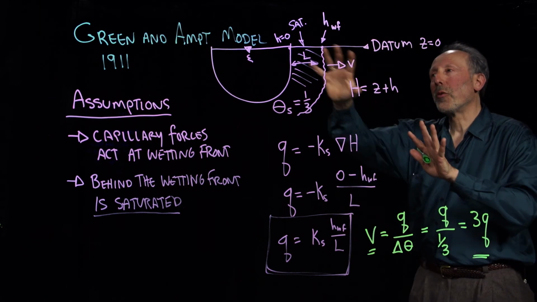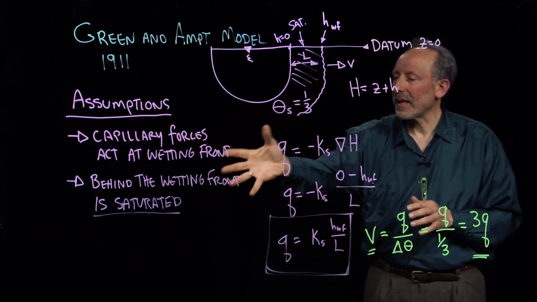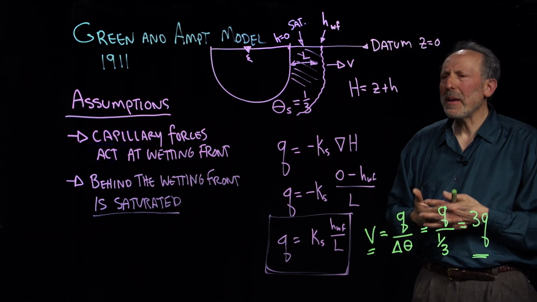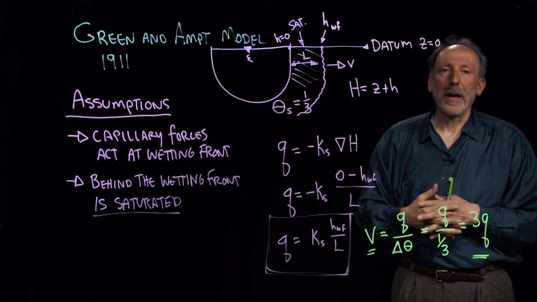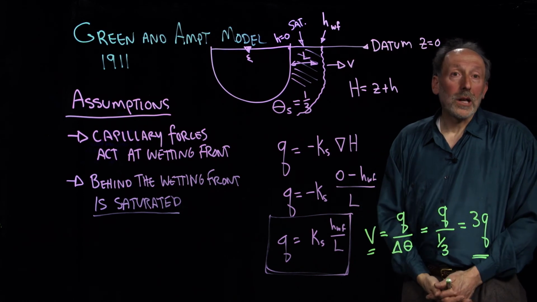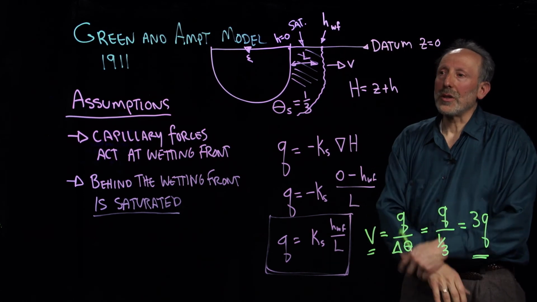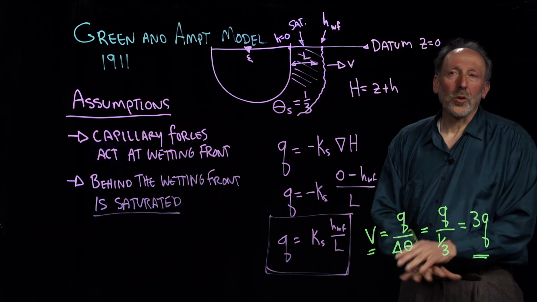So that's the Green and Ampt model for infiltration, and it is really this simple. It can be applied in a tremendous number of contexts, including for vertical infiltration, and in the case of global climate models, often is the model used for describing how water goes into the soils around the world.